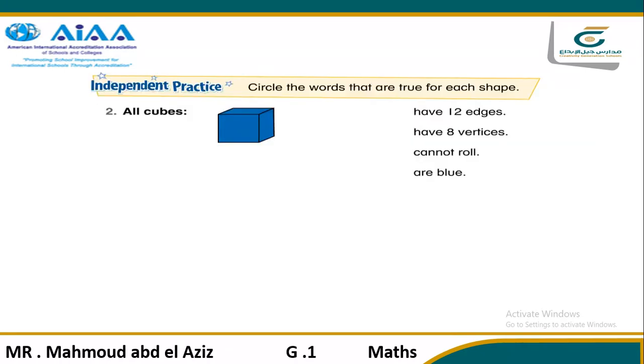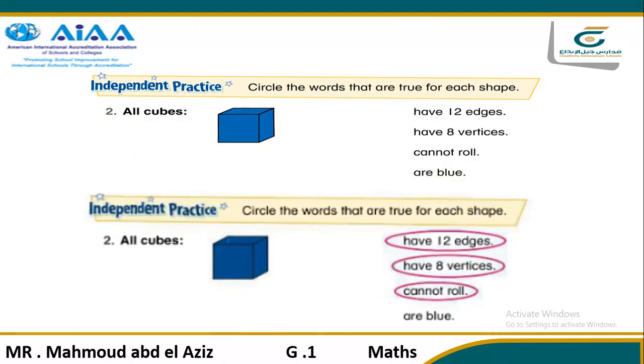So, with our first question here, circle the words that are true for each shape. All cubes have 12 edges, have 8 vertices, or cannot roll, or are blue. So all cubes have 12 edges here, excellent, and have 8 vertices, and all cubes cannot roll.